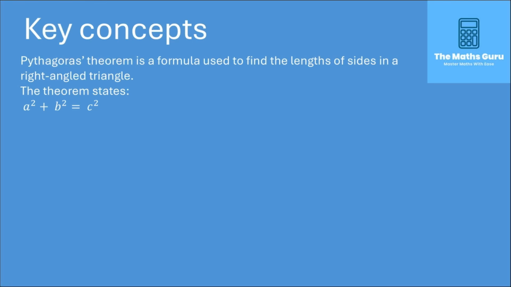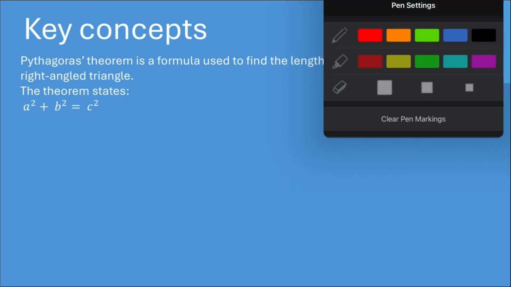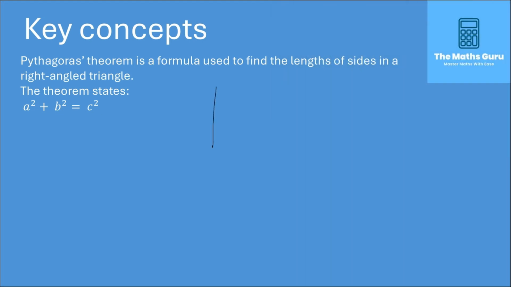Looking at section 1, we need to see why Pythagoras' theorem is used. Here we say that it is a formula used to find the lengths of sides in a right angled triangle. And a right angled triangle looks like this. What makes this a right angled triangle is that it has one angle where two sides are perpendicular to each other. So this side and this side are perpendicular, and it forms a right angle.